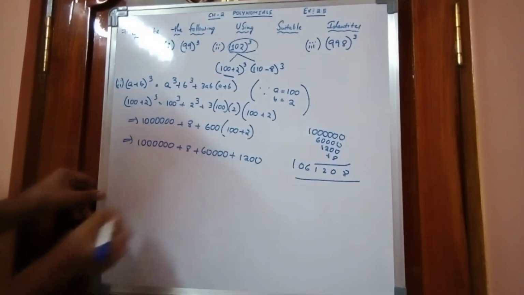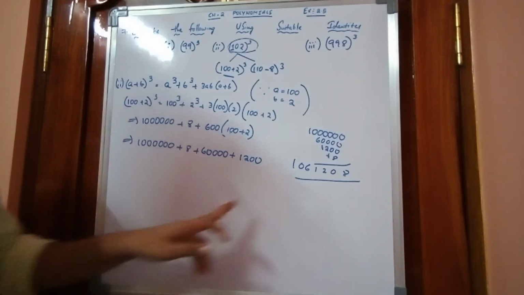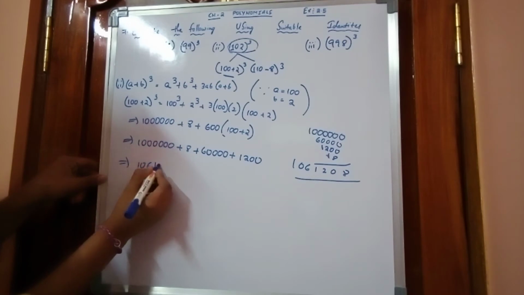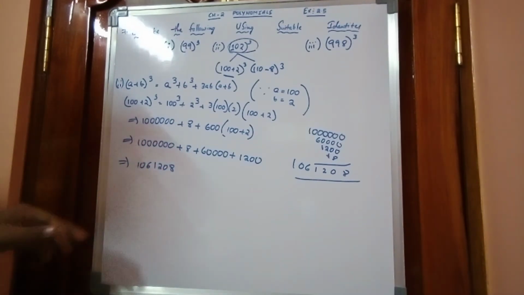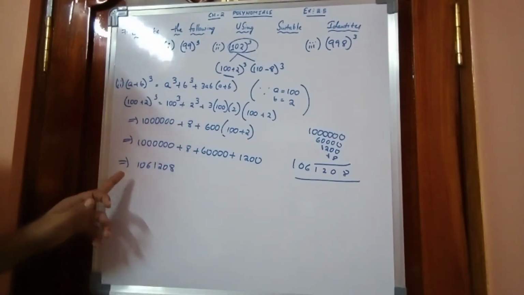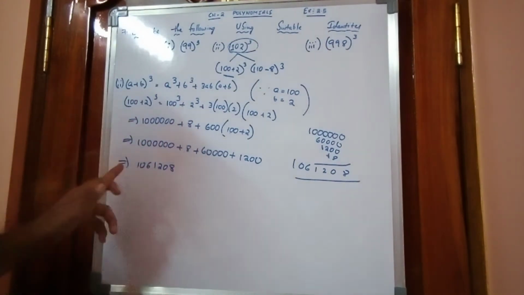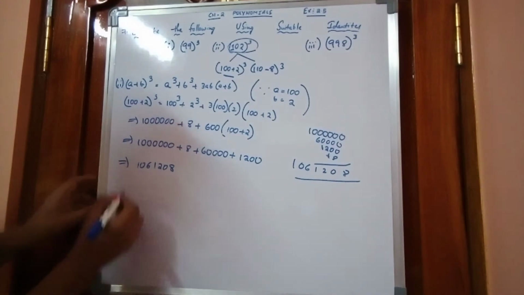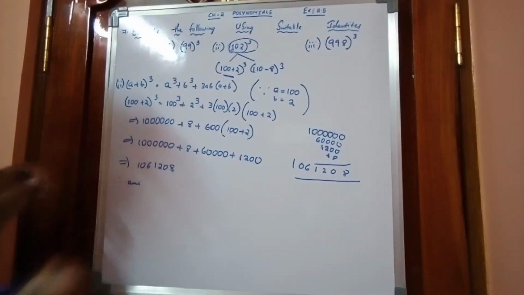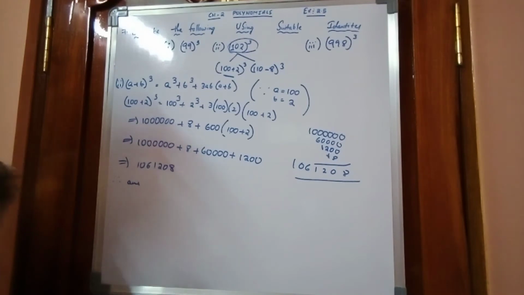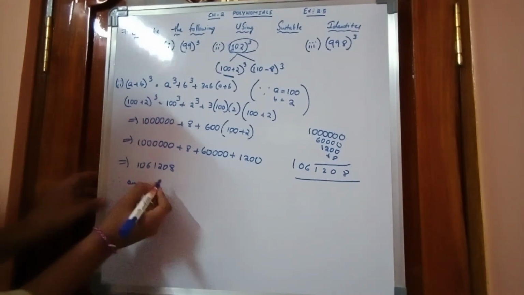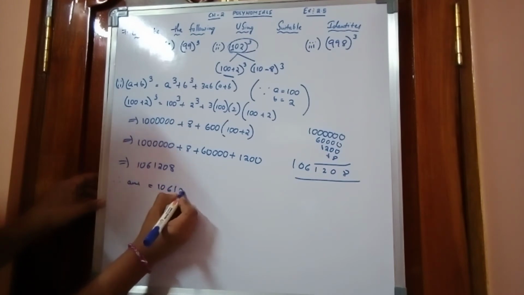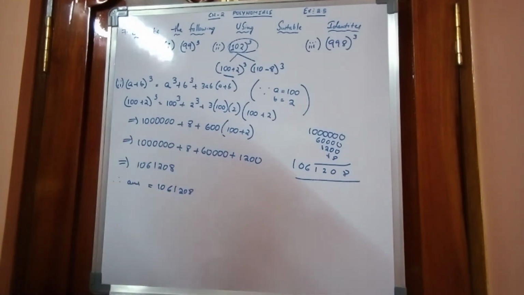So we'll get here, actually we got 4 numbers, that is 1061208. So this is the answer of second one, 1061208. So this is the answer. Therefore you must write that last sentence. That last sentence carries half mark in your examinations. So this implies answer is equals to 1061208. So this is the answer of second one.